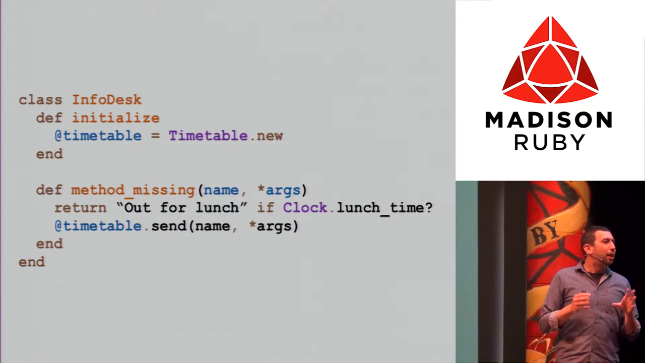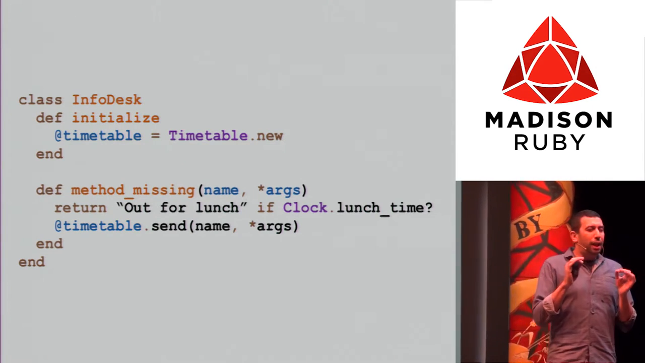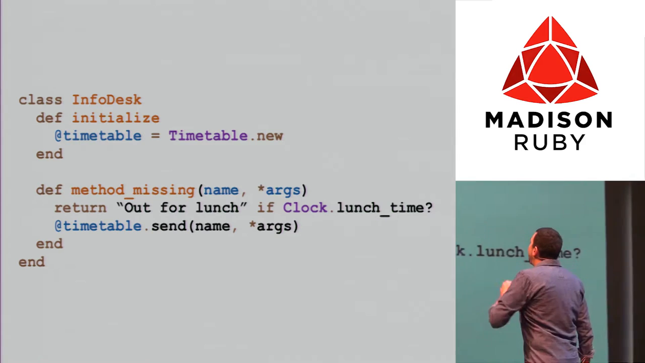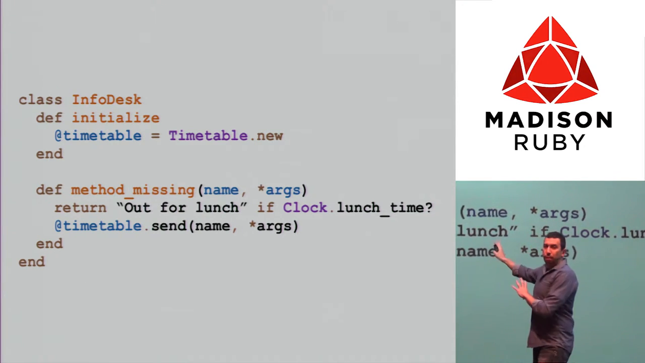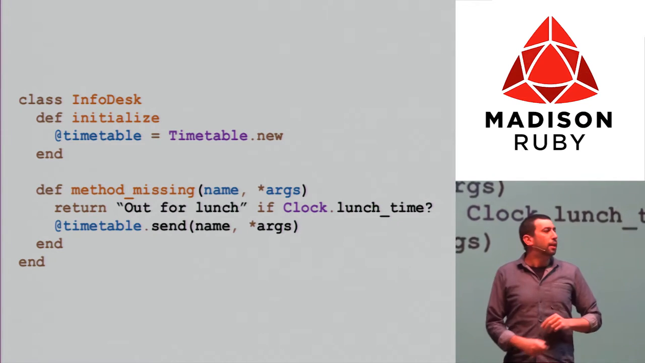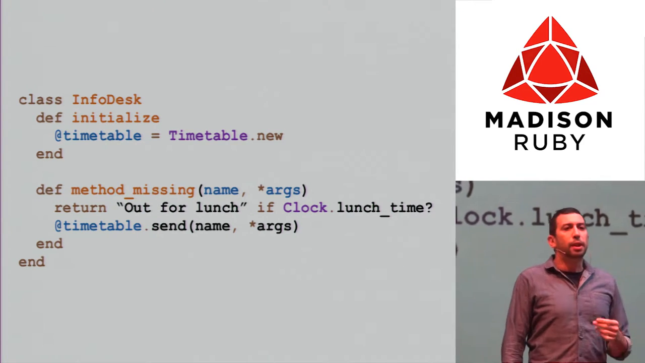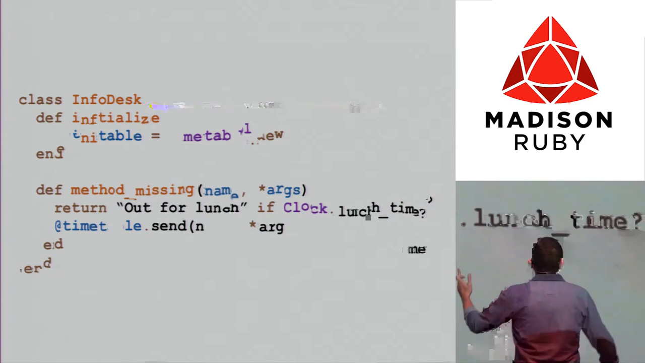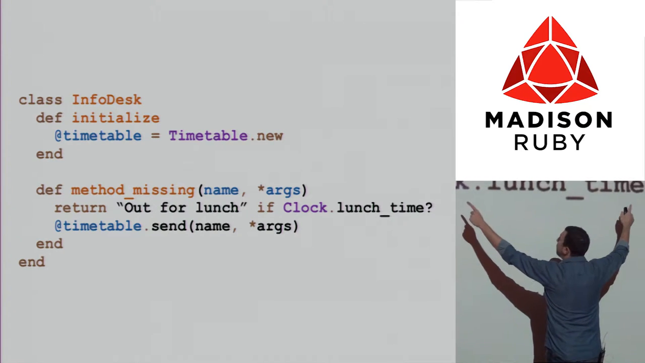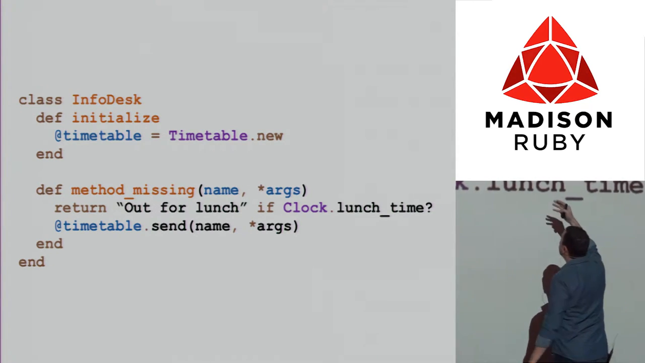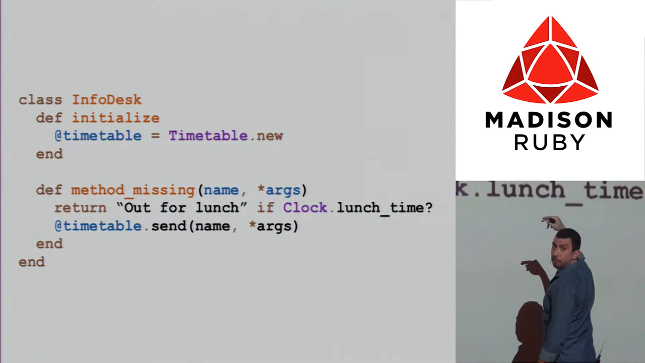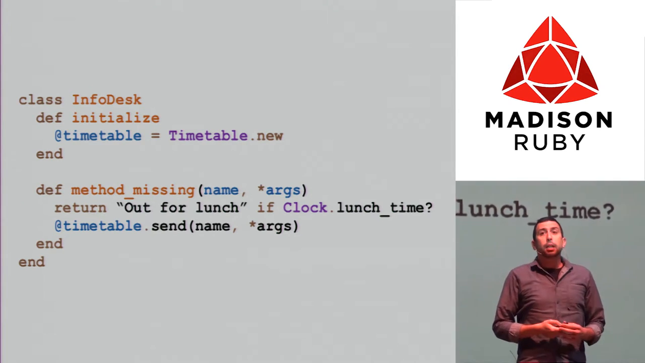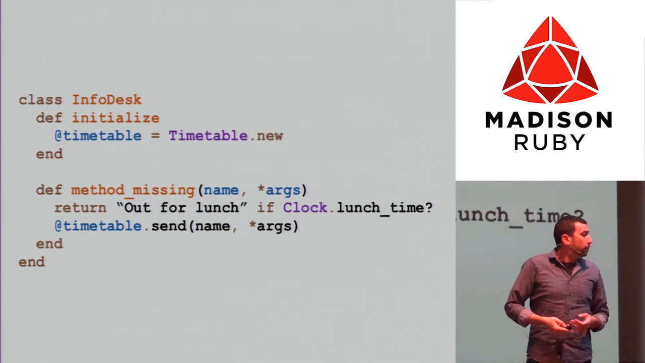So I tried to check what the problems might be if you use method missing. One problem that you can have: this code just works, it doesn't have any problem in itself. But assume that you want to do some refactoring. For example, you want to extract this thing, clock lunch time, into its own method because you want to stub it for testing or whatever. So you would just want to extract a method out of that, easy.